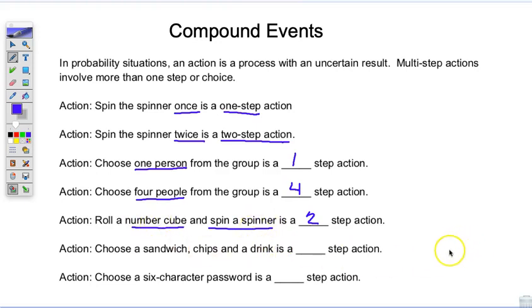spinning a spinner. Choose a sandwich, chips, and a drink. Those would be three different items, so it's a three-step action. And choose a six-character password is a six-step action, since you are choosing six individual letters or characters.